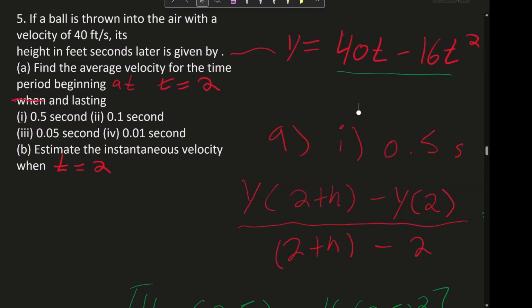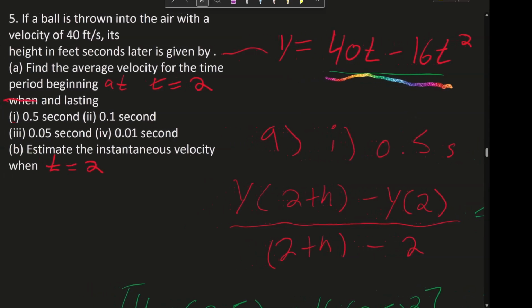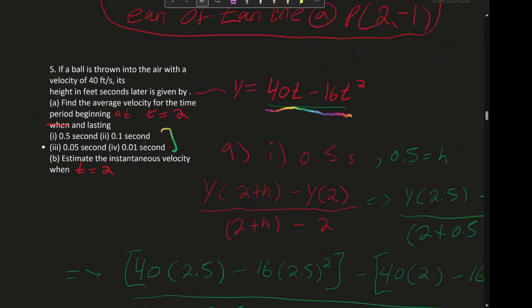So question 5 says, if a ball is thrown into the air with a velocity of 40 feet per second, its height in feet t seconds later is given by the equation y equals 40t minus 16t squared. Part A is asking you to find the average velocity for the time period beginning at 2 seconds and lasting 0.5 seconds, 0.1 second, 0.05 seconds, and 0.01 seconds. Part B says estimate the instantaneous velocity when t equals 2.